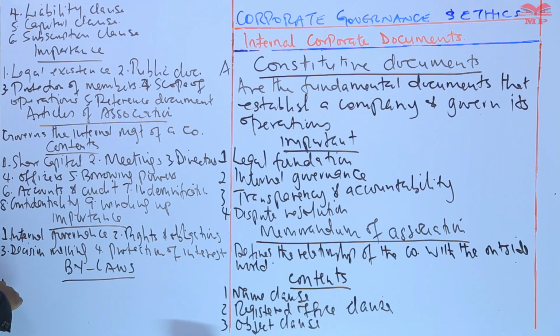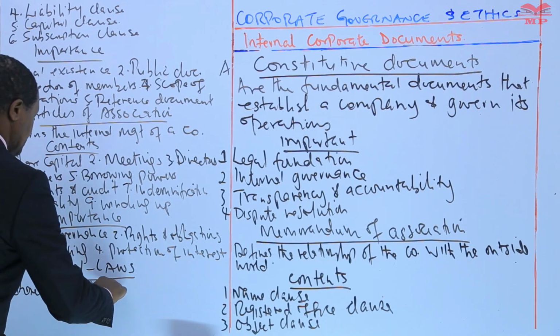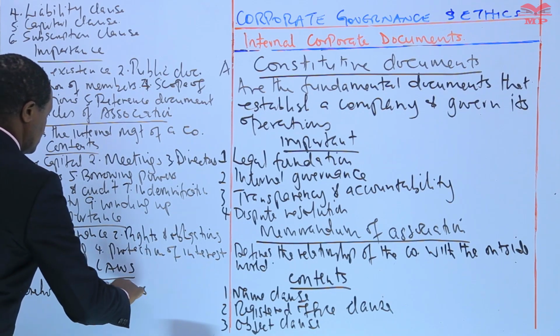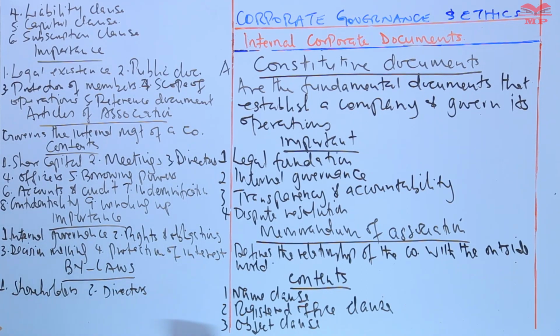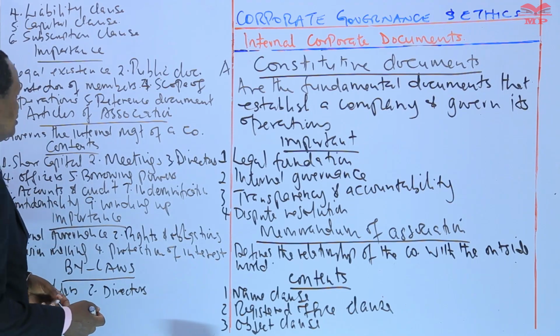We have contents. One, the shareholders. These are rules regarding shareholder meetings, voting rights, proxy voting, transfer of shares, and so on. We also have directors' bylaws. We still have guidelines or procedures on how directors are to be elected, the removal, the compensation, board meeting protocols, quorum requirements, and so on. They are also just like the articles.